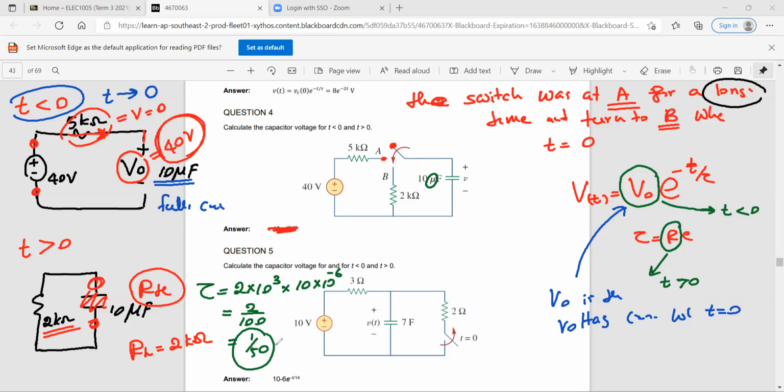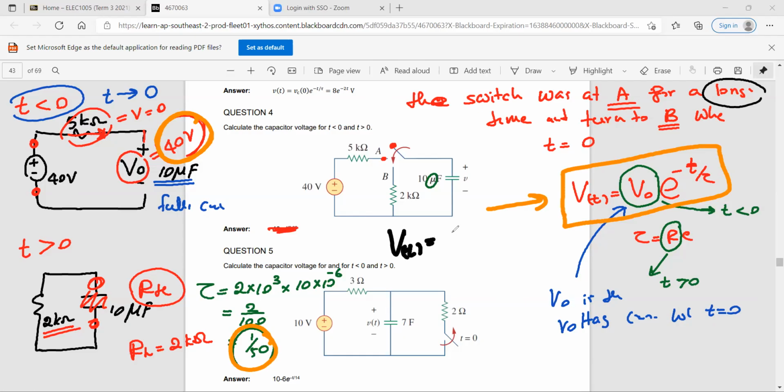Okay, now we found this is our tau and this is our V naught. So you just substitute in your equations. When you substitute the things here, you can write Vt is equal to 40 times e to the power minus 50t. Am I right?